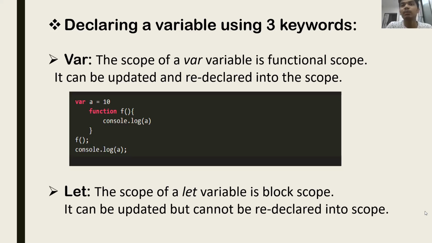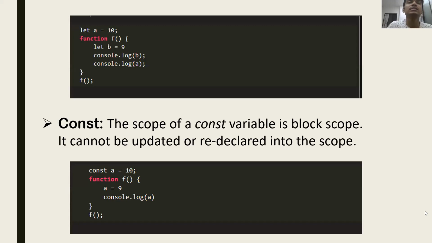Second one is let. The scope of a let variable is block scope. It can be updated but cannot be redeclared into the scope. So according to the functionality we need, we can use a var or a let type of variable. This is the example of let, in which a = 10 and b = 9 will be printed on the console.